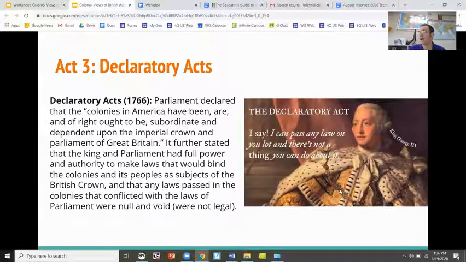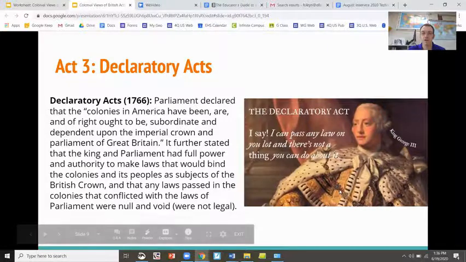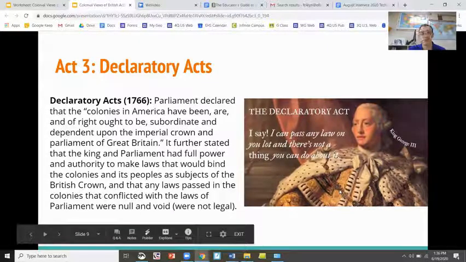So think about that. How are these groups going to feel? The colonial merchants, the expansionists, the Tories, how are they going to feel when the king and the Parliament are saying, listen, colonists, you have to do what we say?